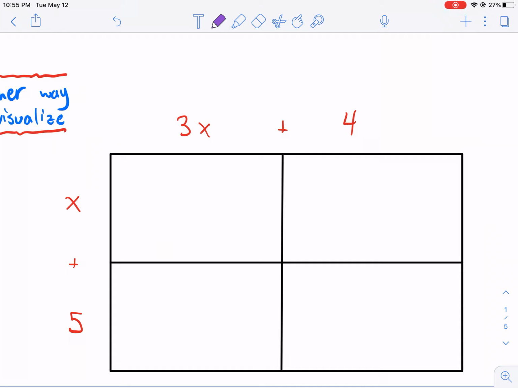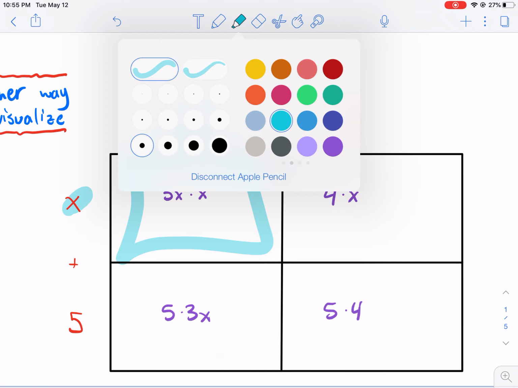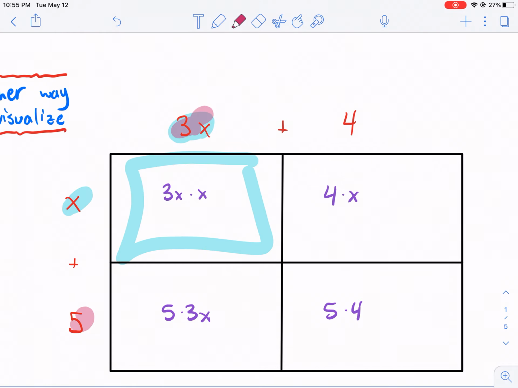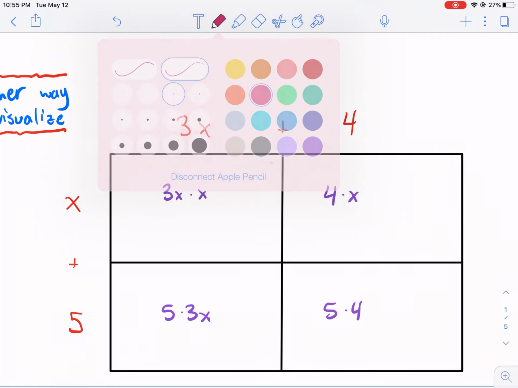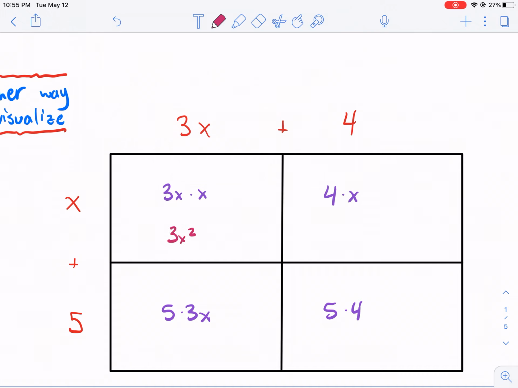But what we're going to do here is we're going to do 3x times x here. We're going to do 4 times x there. We're going to do 5 times 3x here. And we're going to do 5 times 4 here. So essentially what we're doing is we're doing this one times this one for this box. We're doing this one times this one for this box, and so on. Okay, I hope you guys get the point. Once we do that, we're just going to simplify. So once we simplify, we get 3x squared, we get 15x, we get 4x, and we get 20.